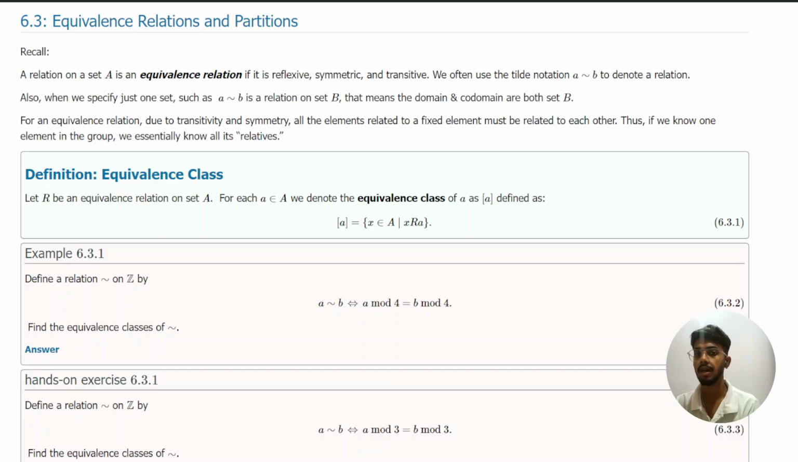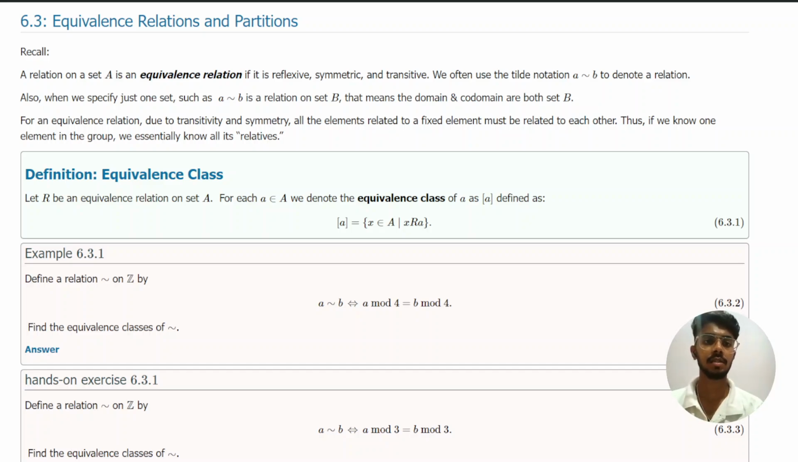We often use the notation (A, B) to denote a relation. Also, when we specify just one set, such as A, B is a relation on set B. That means the domain and codomain are both set B, for an equivalence relation, due to transitivity and symmetry. All the elements related to a fixed element must be related to each other. Thus, if we know one element in a group, we efficiently know all its relatives.